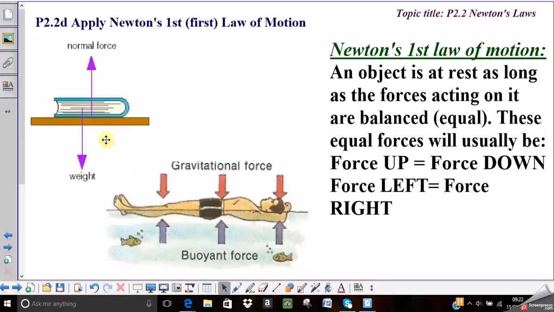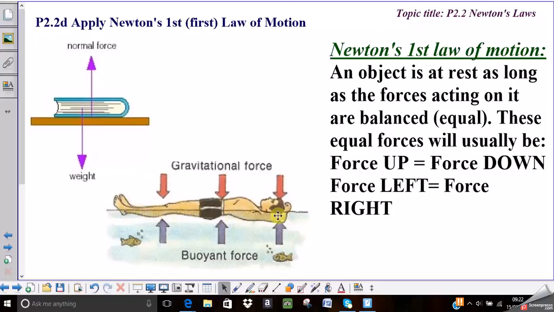Now in this situation, as we can see from these two diagrams, we do not have force left and force right. That means we only have two forces acting. For the book, there is the weight going downwards, the normal force going upwards. They are exactly the same size. That means they are equal, they are balanced. The book is not going anywhere. Normal force from the surface, and the weight is the force due to the earth.